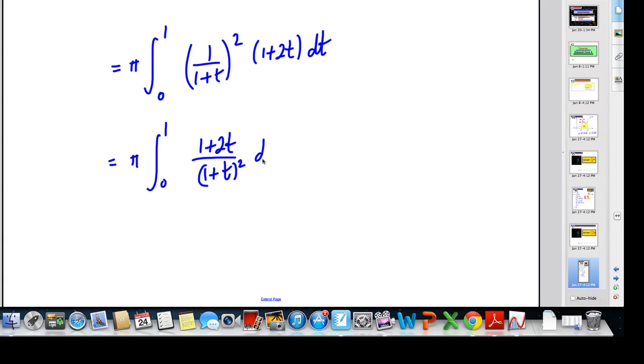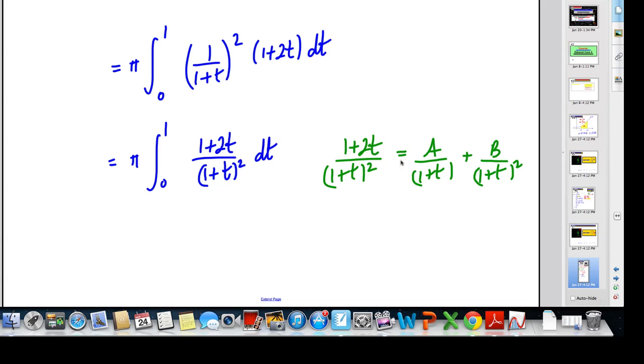dt. Now, is the top the exact differential of the bottom? Well, it isn't, no. So again, I'm going to use partial fractions. The top is power 1, the bottom is power 2. So 1 plus 2t over 1 plus t squared, as partial fractions, you would get a over 1 plus t, and you would get b over 1 plus t squared. There's no constant term, as the power of the top is lower than the power of the bottom.